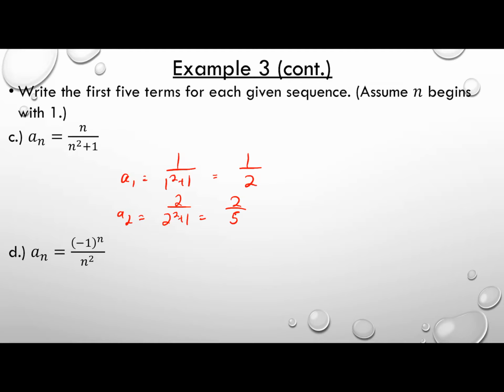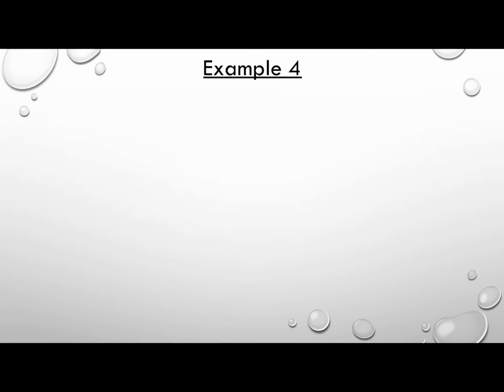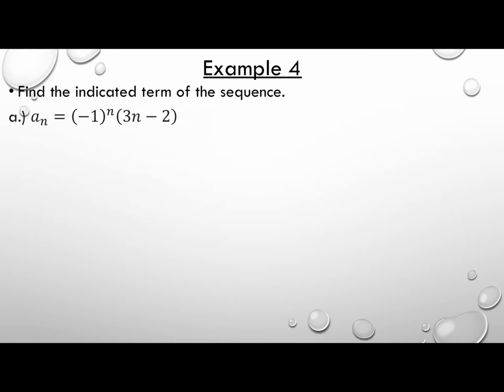I'm going to leave these ones to try out on your own. I will be posting the solutions for these example problems, so if you want to try them out on your own and then quickly check your answers. I think it's pretty straightforward. Not much else to explain. Example 4, find the indicated term of the sequence. So now this is telling us to find a specific term in our list.